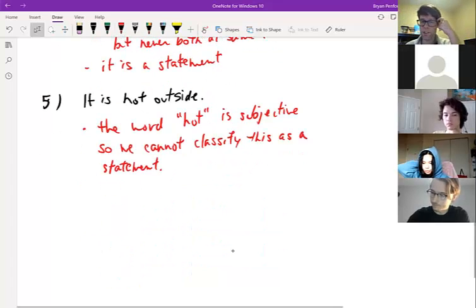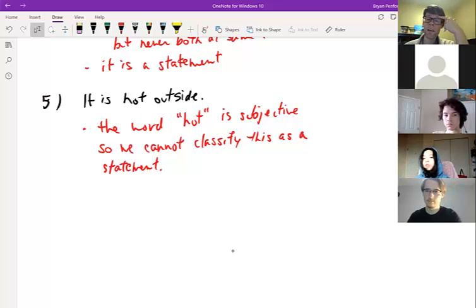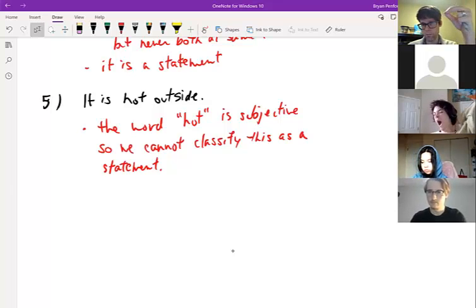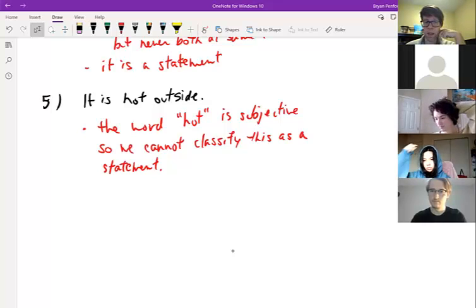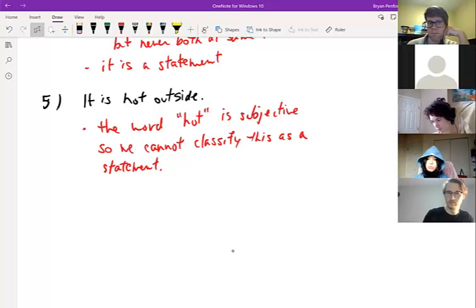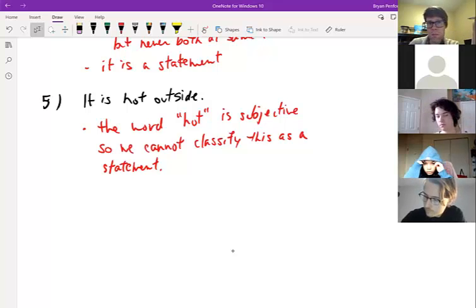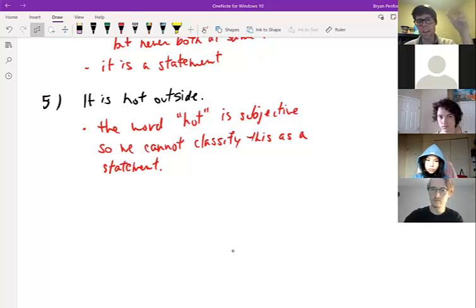Is that enough explanation? If you need to add anything there, it basically comes down to different people viewing the word hot differently. And this is also dependent on the season, right? It's winter now, but if I said this in the summer, maybe it's going to be true. I feel like the subjectivity here makes this not a statement. It makes it hard to argue one way or another, right? It's hard to place a truth value onto this one.